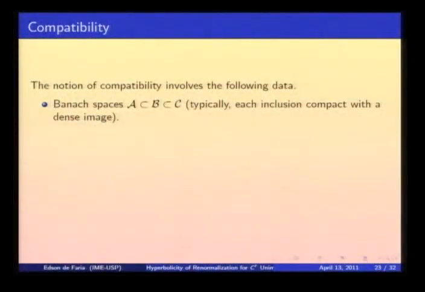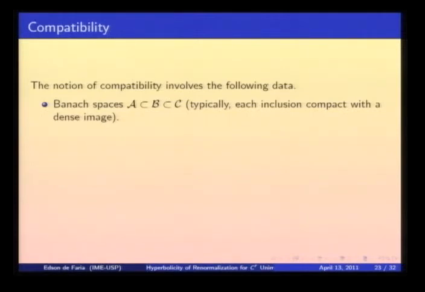Compatibility is a notion that involves three Banach spaces. You're supposed to think that there's an operator defined on A, and there are two larger spaces, B and C. These inclusions are merely set theoretic inclusions. I do not mean to say that this is a subspace of that or anything like that, okay? A is like the analytic things, B is like the C^r things, and C could be, for instance, just the continuous things. Each one of these inclusions is, in fact, if you look at it carefully, a continuous inclusion, a bounded linear operator. But it has, in general, a dense image, which complicates matters tremendously.